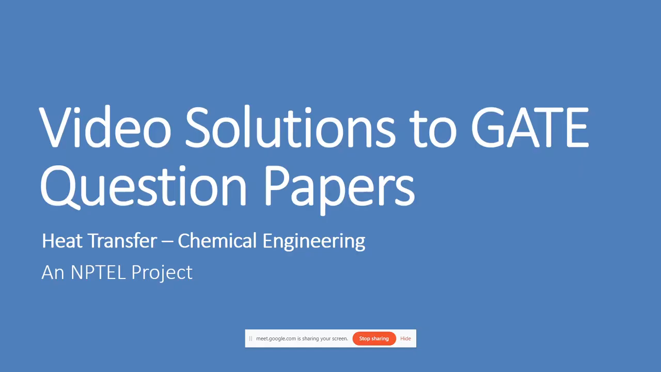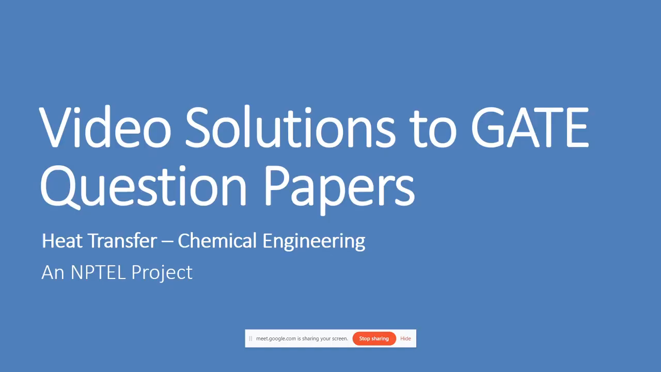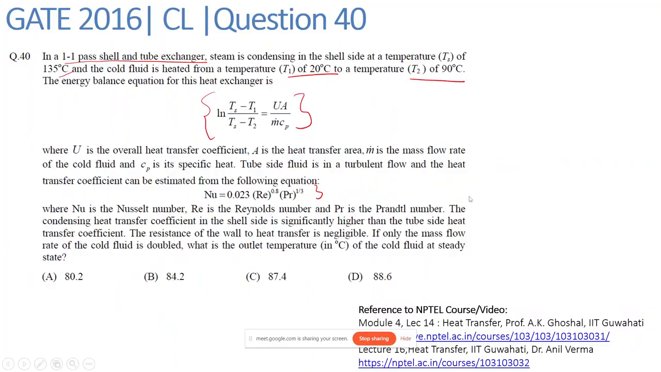So now we will look at another question. Okay, so this is question 40 from GATE 2016, in which we have been given a shell and tube heat exchanger. Then the energy balance equation, we have been given the Nusselt number correlation, and then we have been given two cases. In the first case, the mass flow rate is the same, and in the second case, the mass flow rate of the cold fluid is doubled.